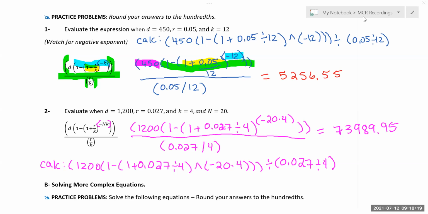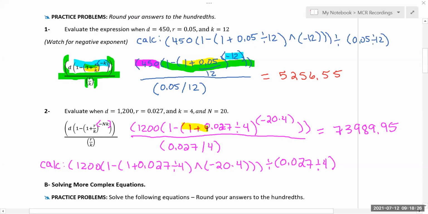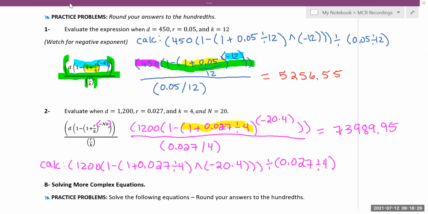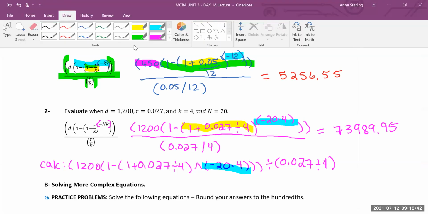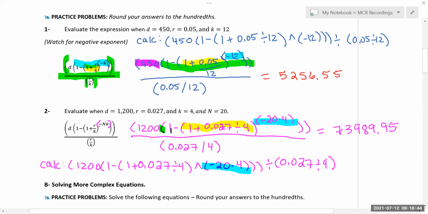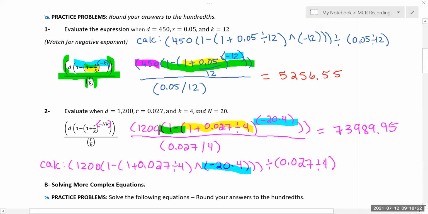So again, if that's not working for you to put all of that in at once, then try this method. Go to the innermost parentheses and type this in, then click enter. Then raise it to the negative 20 times 4, but put it in parentheses. And by raise, I mean this caret button. Then hit enter. Then don't round anything. Type in 1 minus that whole piece. Click enter. Then you would multiply it by the 1200. Click enter. Oh, that was not a good choice for that.